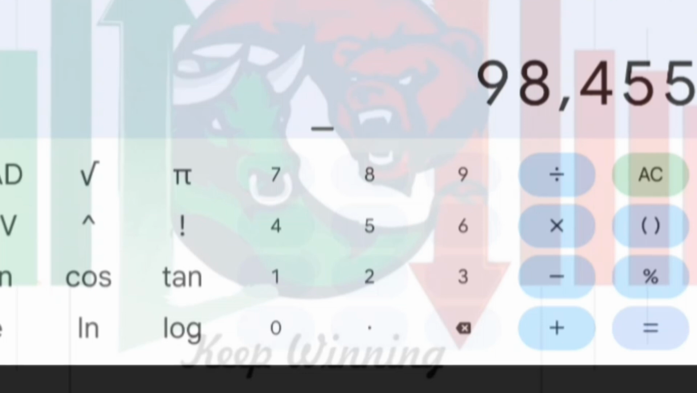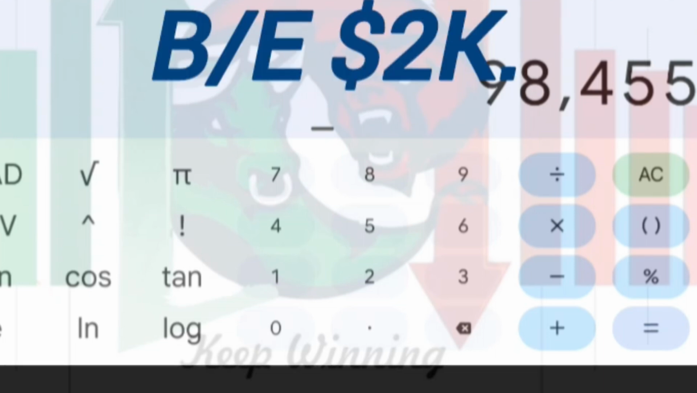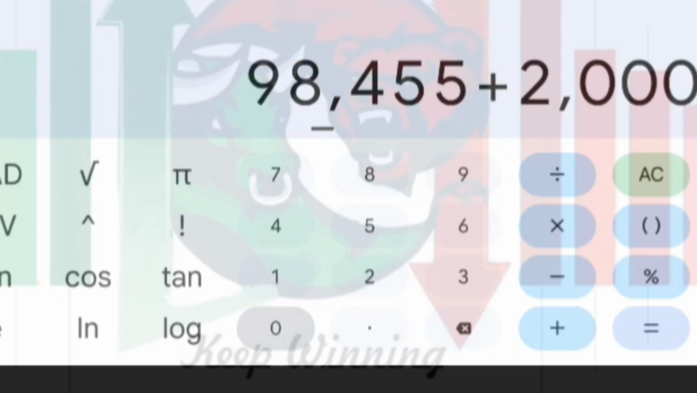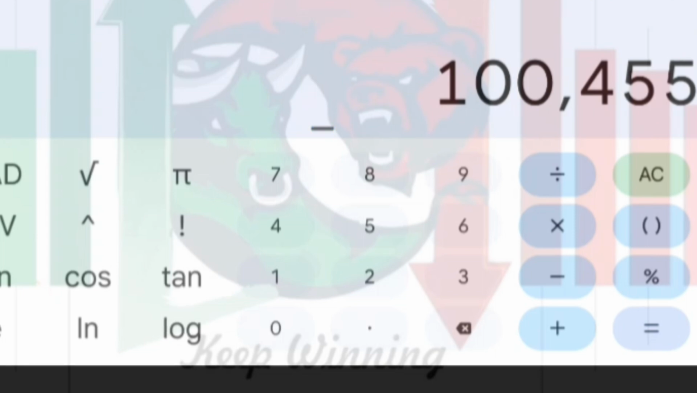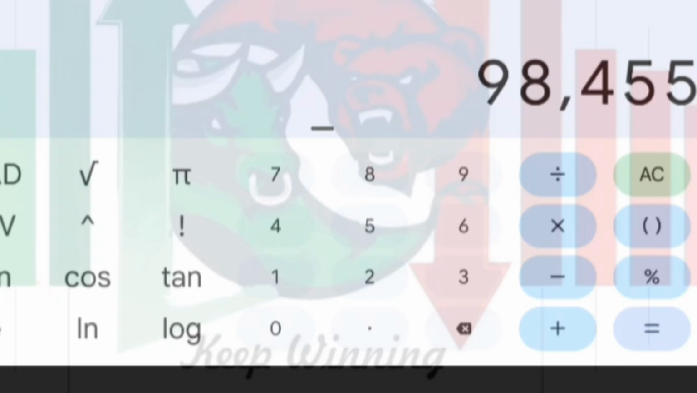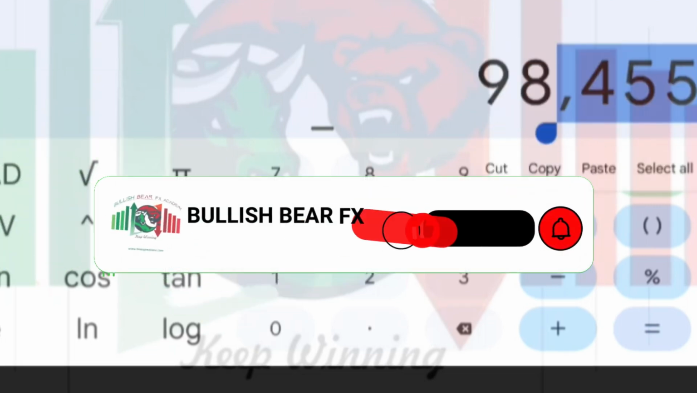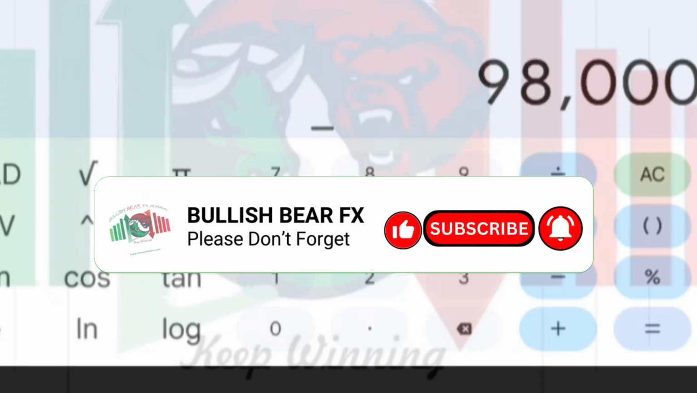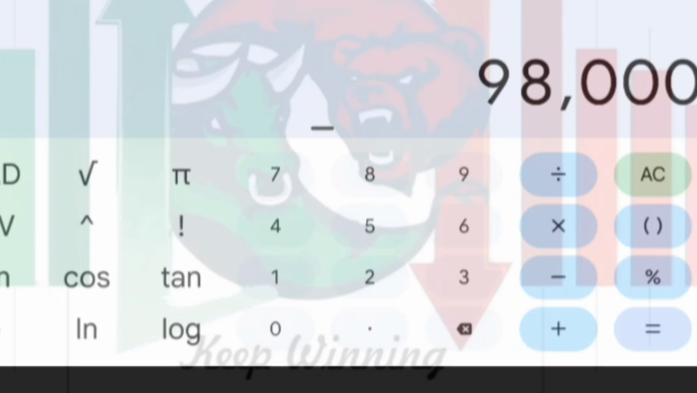$98,455, right? So now your break even is 2,000. For you to get to break even, you only need to be running 2,000. So let's see. There you have it, 100k, right? So you only need to be running 2,000 US dollars. So let's remove these zeros and turn them into zeros. Okay. So now you're at 98,000 US dollars, right? So your break even is 2,000. So you need to be running 2,000 profits to actually get to 100k.